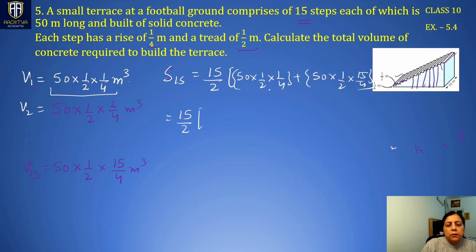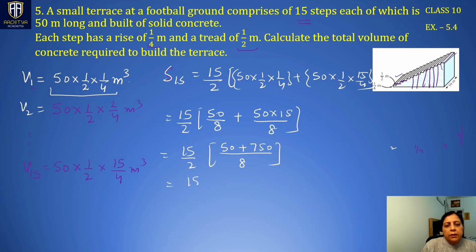Now solve this. This is 50 by 8. I'm just simply multiplying. So now this is 50 into 15 by 8. This becomes 15 by 2. What do we get here? 8 is the LCM. 50 plus 15 5s are 75, 750. This becomes 15 by 2 multiplied by 800 by 8.